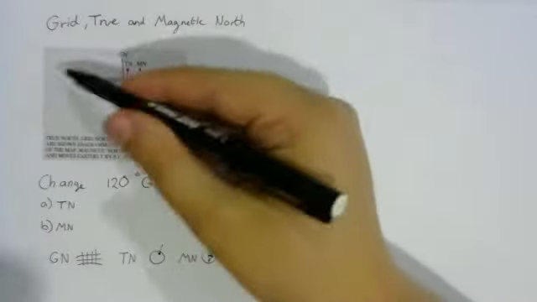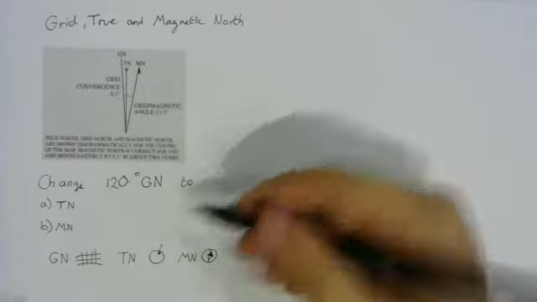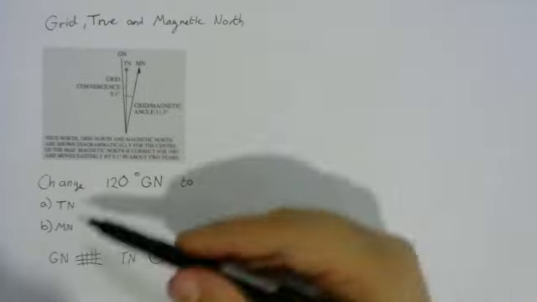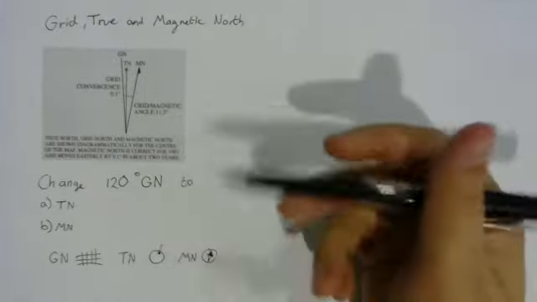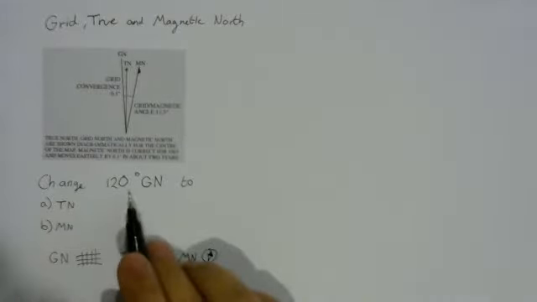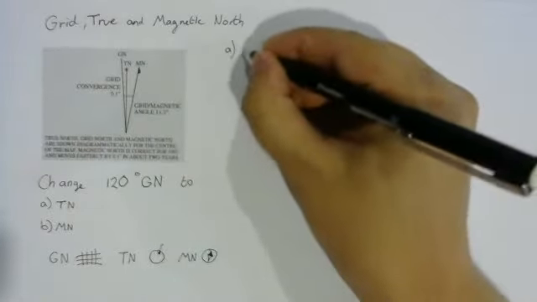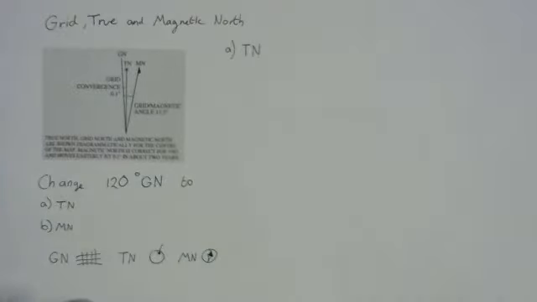On a map you'll find one of these diagrams, and that'll tell us how to convert between grid, true and magnetic north. We're going to want to change 120 degrees grid north to true north and magnetic north. Right, let's start with true north. That's a pretty easy one.